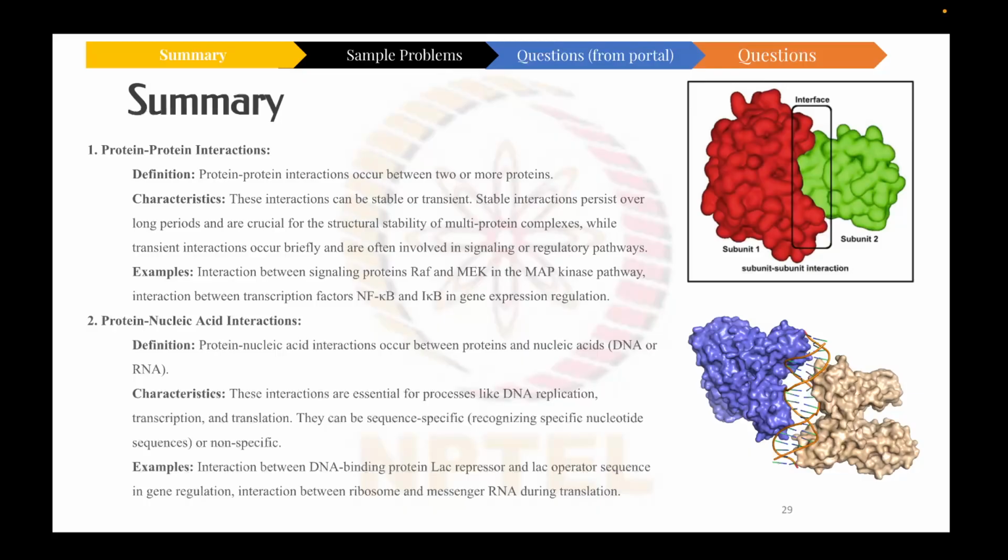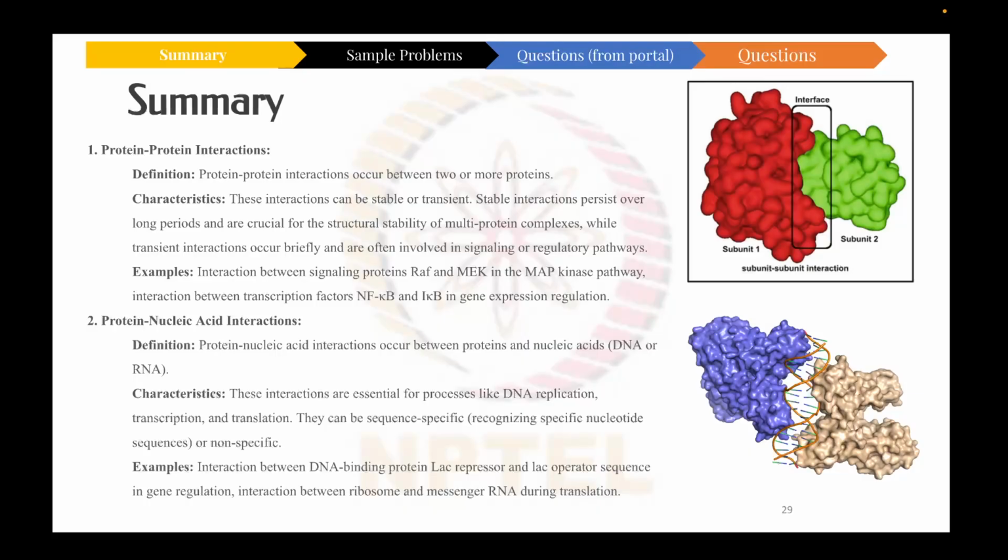The lock and key model proposes that proteins have specific complementary shapes that fit together like a lock and key, enabling specific interactions between them. Then we have the induced fit model, where protein interactions induce conformational changes in one or both interacting proteins, leading to a more favorable binding conformation. Protein-protein interactions can also allosterically regulate the activity of enzymes or other proteins by inducing conformational changes that affect their catalytic or regulatory properties. So there are methods for studying protein-protein interactions.